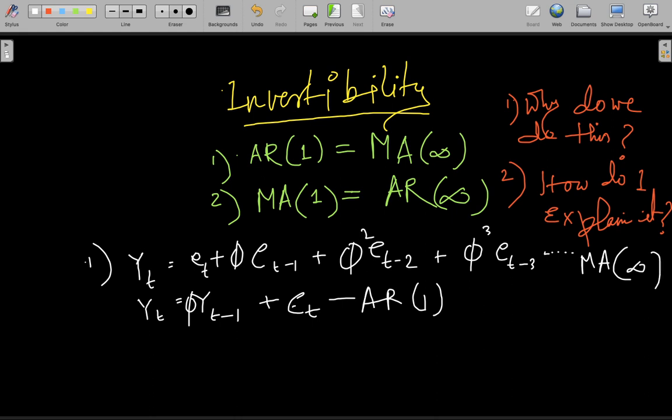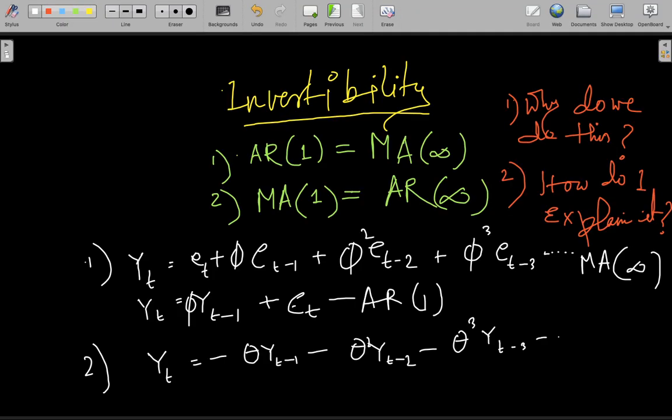Whereas in the second case, I wrote Y_t is equal to minus theta Y_{t-1} minus theta squared Y_{t-2} minus theta cubed Y_{t-3} and so on, and then I have the innovation term or the error term, which is epsilon_t. I am interchangeably using e and epsilon, so that's basically the same thing, epsilon_t, okay?